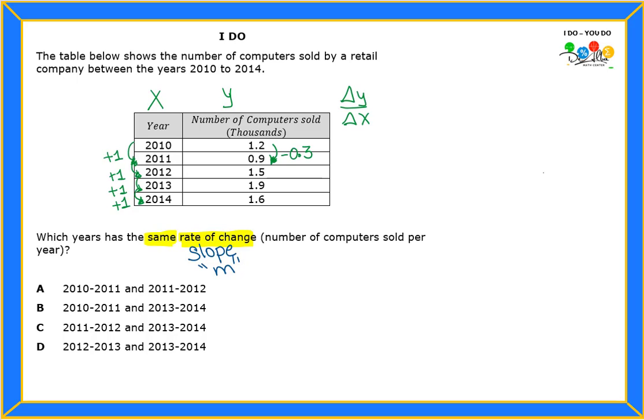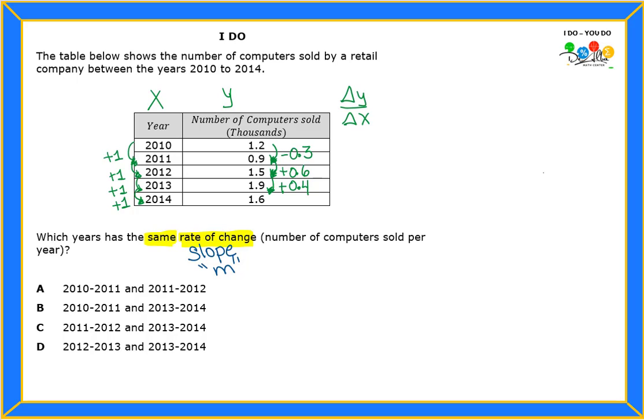What about from 0.9 to 1.5? Did it keep on going down and down? No, right? Now it went up. So if it goes up, I need to identify that with a positive. And the difference between 0.9 and 1.5 is going to be 0.6. What about the next one? 1.5 to 1.9. It's still increasing. Therefore, I'm going to identify that with a positive, and the difference between those two will be 0.4. So notice how none of those changes are the same. Because remember, I'm looking for the ones that are the same.